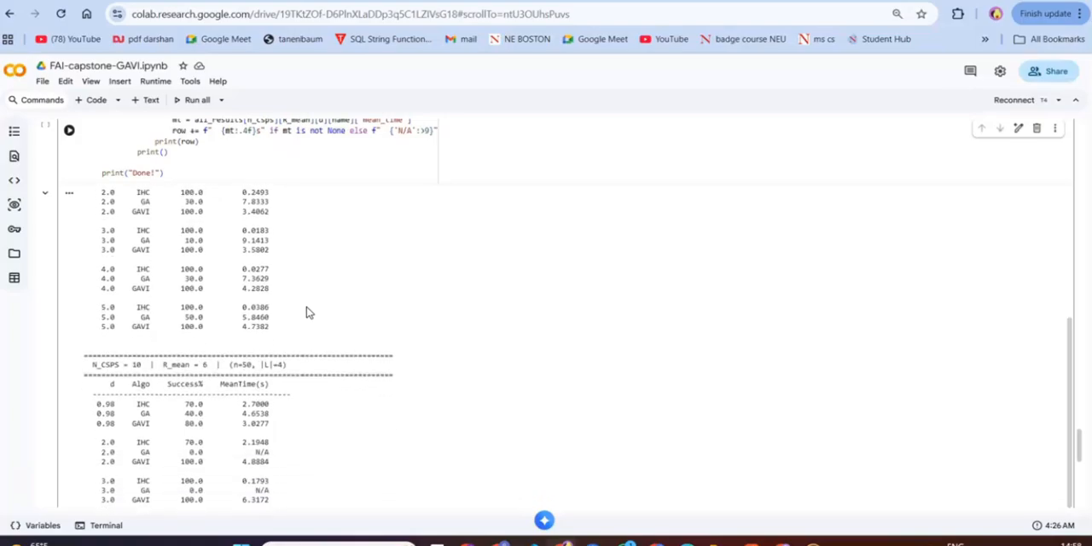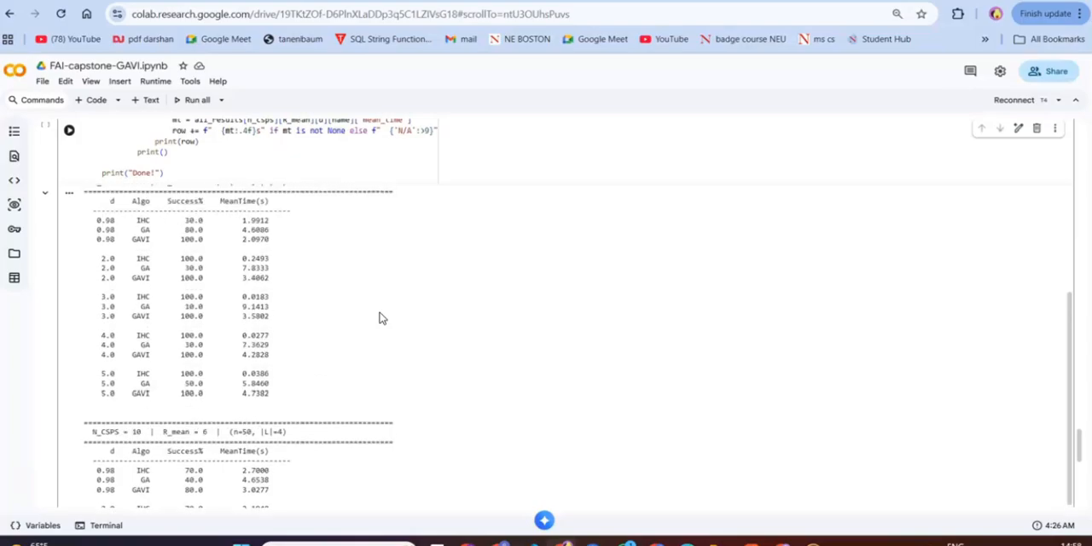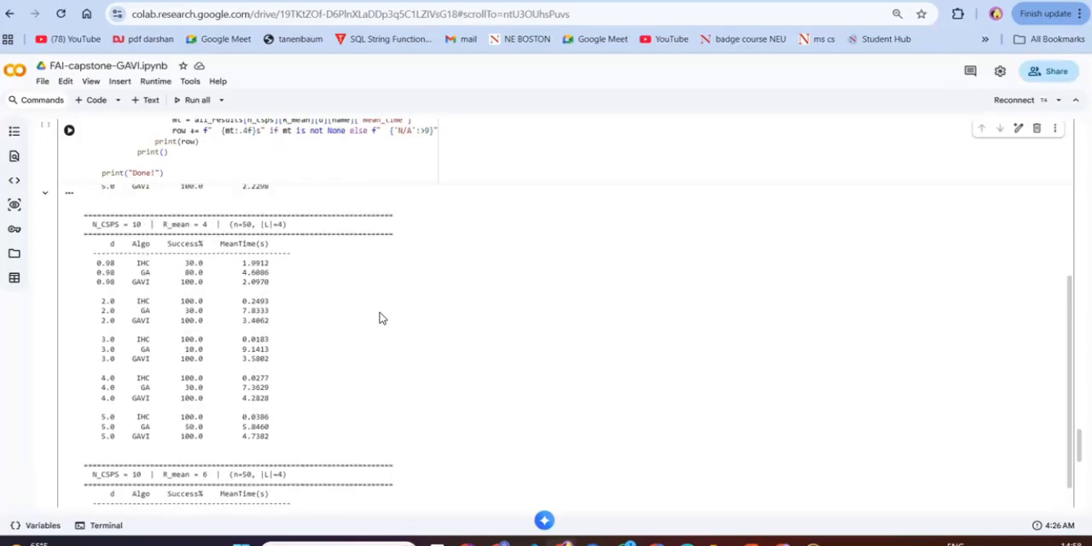And so the qualitative story is clean even with just 10 instances, but the numbers are noisy. For example, the IHC's success at R mean equals 4, D equals 0.98 is 30% here, which is one of those noisy cells.